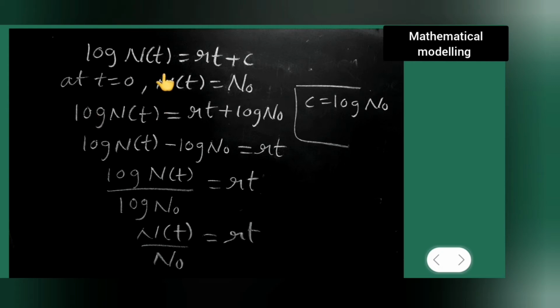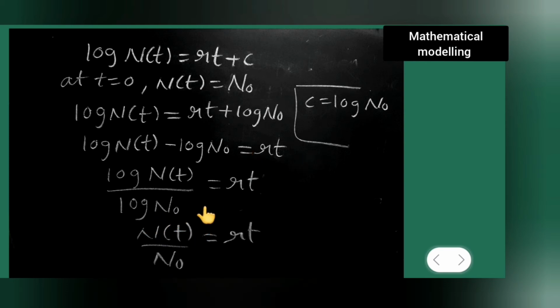And what is this? Log of N(t) equals rt, and in place of c, I am going to write log of N0, which is a constant. So log of N(t), bring this to the other side. What you are going to get is minus log of N0, because this is positive, and if it goes to the other side, it becomes negative. So log of N(t) minus log of N0 equals rt. Write it as it is: log of N(t) upon N0 equals rt.